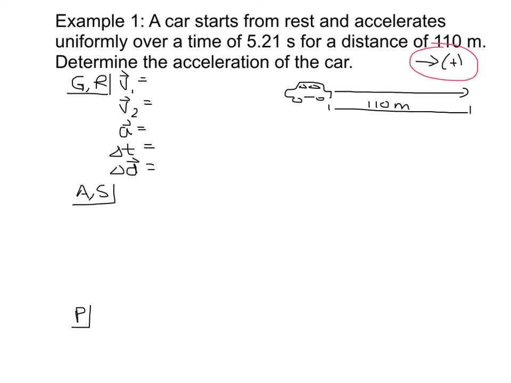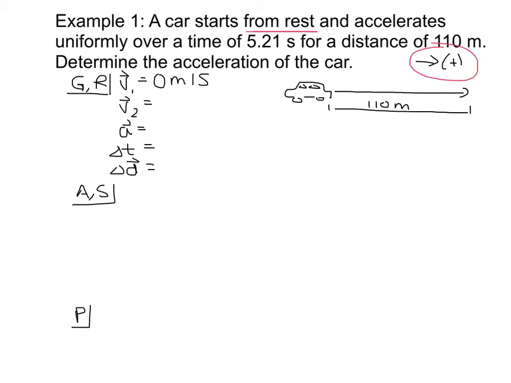So I'm going to start out here just by listing my givens and requireds. What do I know from the question? What am I looking for? First thing here tells us that the car starts from rest. So that immediately gives us a piece of information. It tells us that v1 is 0 meters per second. It is not moving at the start.